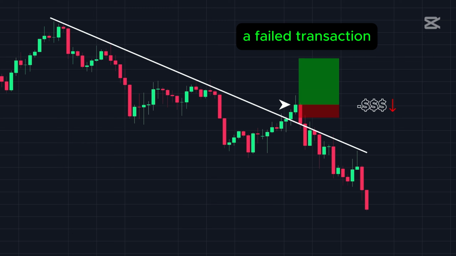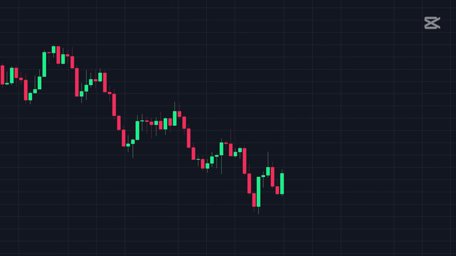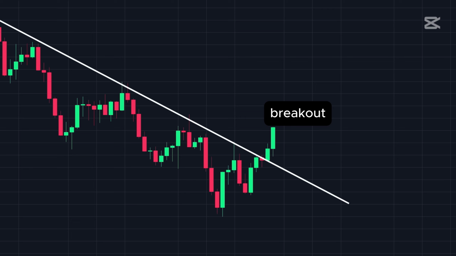So, how do you avoid falling into a fake breakout trap? Here is the trendline breakout trading strategy that I use to generate significant profits. Identify the current trend line. In this chart, the price is in a downtrend and we have points that we can connect to draw a trend line. Wait for the price to break the trend line.